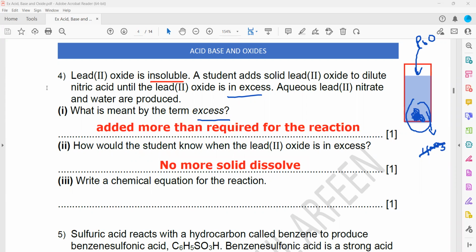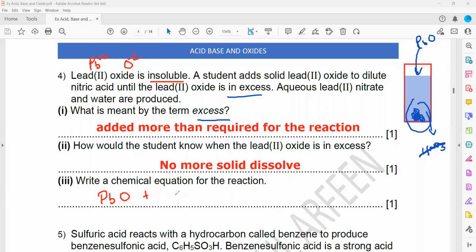Write a chemical equation. A chemical equation should always be a symbolic equation, unless they mention otherwise. So lead 2 oxide. What should be the formula for lead 2 oxide? Lead is +2 and oxygen is group 6, with -2. They have the same valencies, so the lead 2 oxide formula will be PbO.